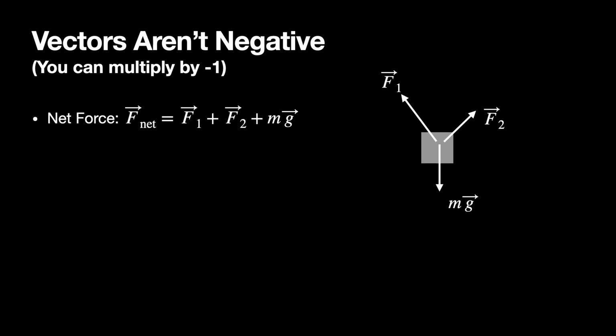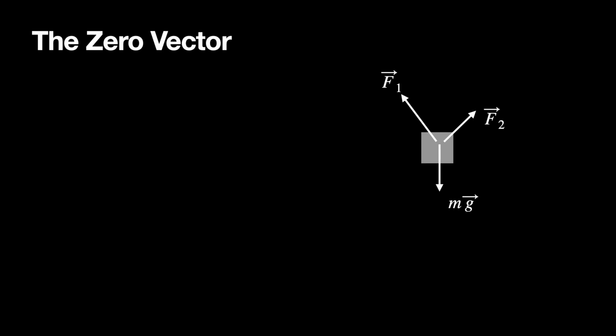There's another very important vector called the zero vector. What if these vectors all add up to an equilibrium, and the net force is 0? How would I write that? I would write it like this: the vector F net is equal to the vector 0 newtons. The zero vector looks like this: 0 in the x direction, 0 in the y direction, 0 in the z direction. That is important. There is a zero vector.